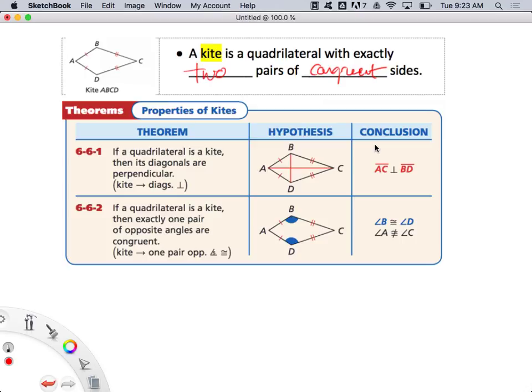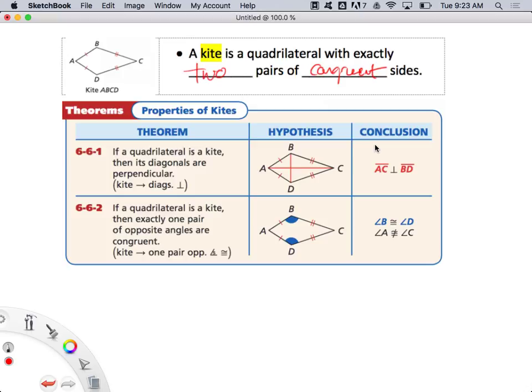Alright, so let's take a look. So you see, that's a pair of congruent sides, that's a pair of congruent sides. They're not all the same. A rhombus is when all the sides are the same. A kite is when I have two pairs of congruent sides, but they're not all congruent. Does that make sense?